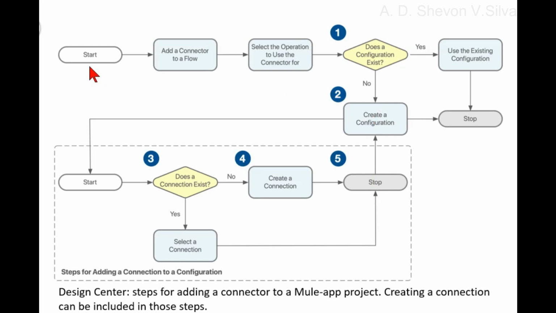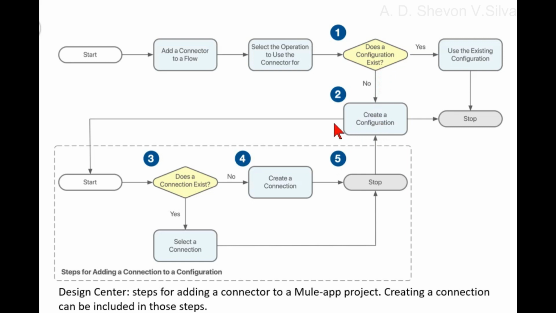So here you can see the start is connected to add the connector to a flow. Add the connector to a flow is connected to select the operation to use the connector for, and it's connected to does a configuration exist. If it exists, it then moves to use the existing configuration, and that is connected to stop. And if the configuration does not exist, then move to create a configuration.